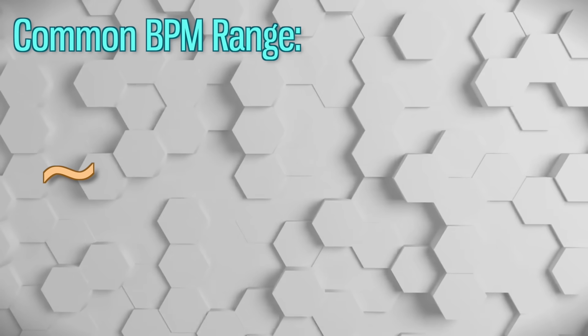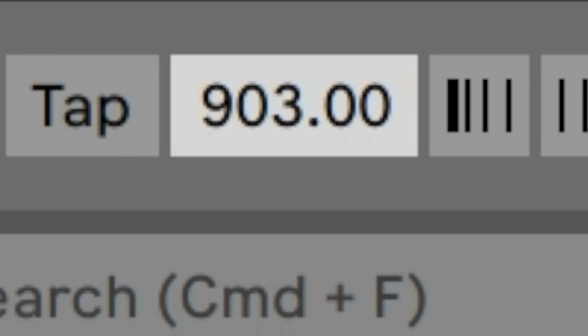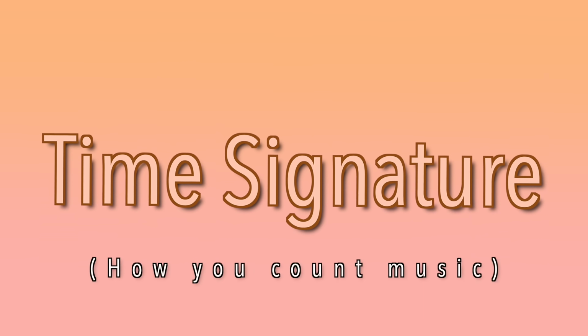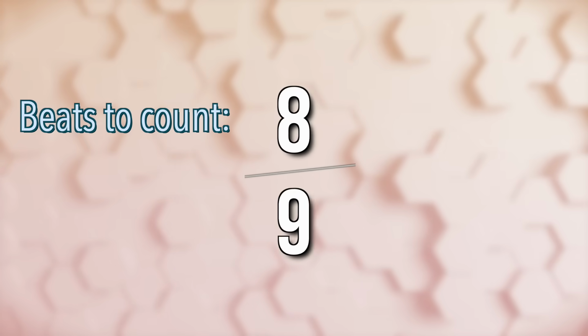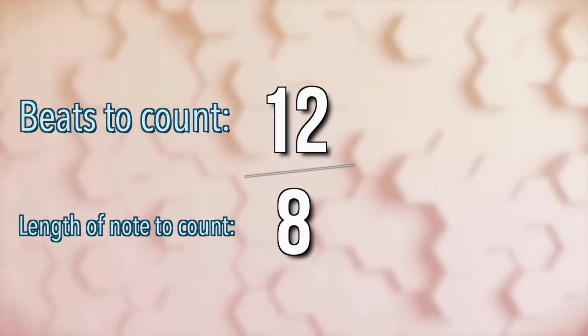Generally, you'll work with anywhere from 40 to 250 BPM. These numbers are completely arbitrary, but the point is, you won't ever really have a need for anything outside that range. Time signatures expand upon this and determine how the music is to be counted. These are often written like fractions, with the top number representing how many beats will lie within a bar, and the bottom number determining the length of note to count.